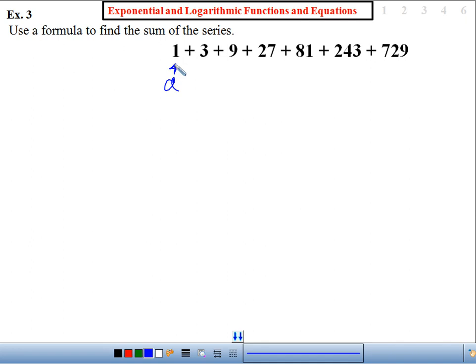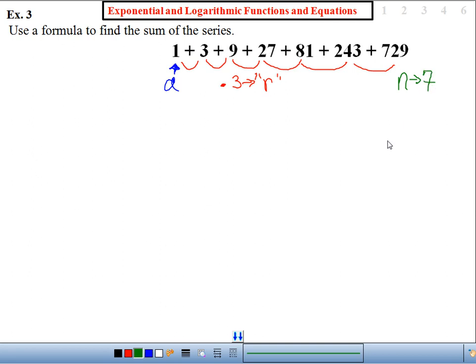Okay. What else do we need? We need our ratio. What's happening from here to here, from here to here? If this was a sequence, what happens to get that number from here to here? That is correct. We're multiplying times 3. So this is our R. And what else do we need? We need the number of terms. How many terms does this one have? 1, 2, 3, 4, 5, 6, 7. So our number of terms is 7.